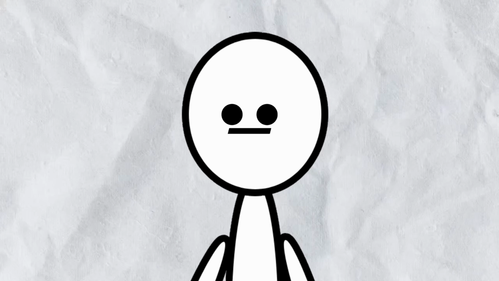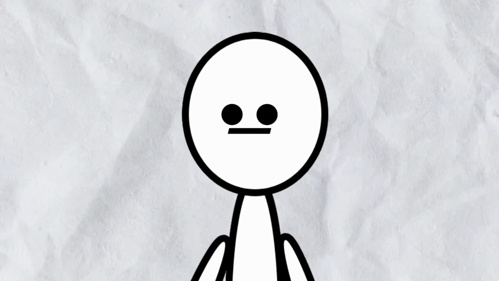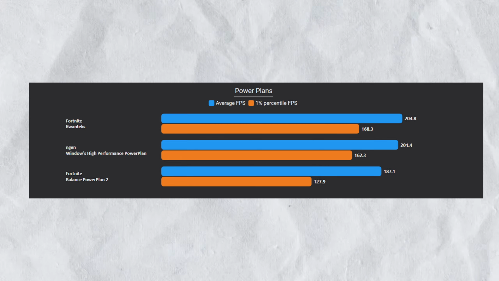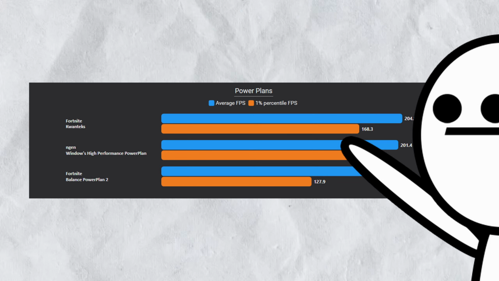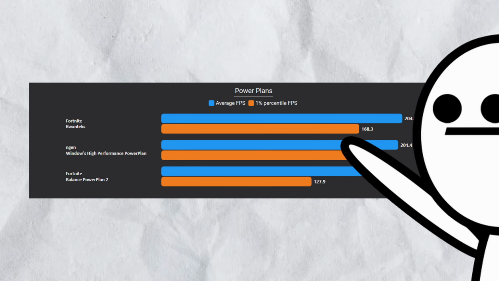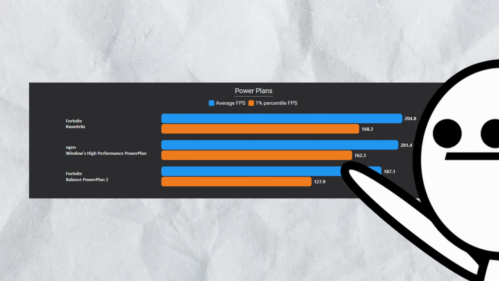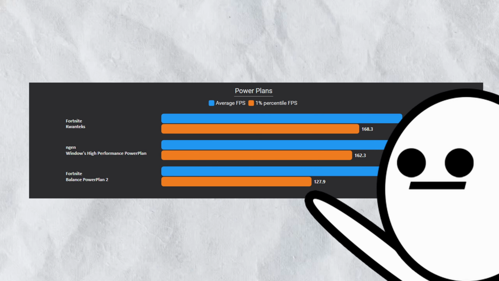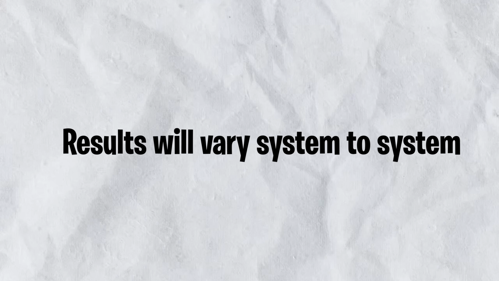Beforehand, I did a fresh benchmark of balanced, high performance, and our newly created custom power plan. Let's take a look at it. Let's start from the top with the custom power plan. As you can see, our 1% lows improved slightly over the high performance plan, but improved more than the balanced power plan. Same with our average FPS results. Results will vary depending on your scenario.